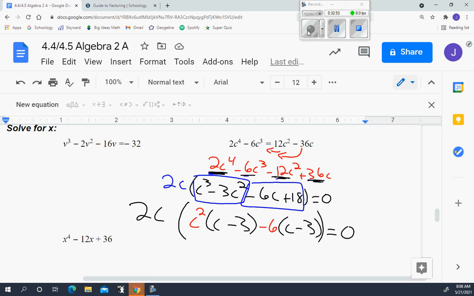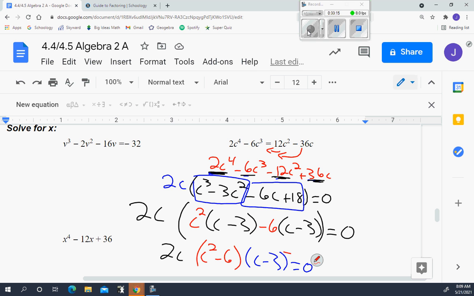All right, now I'm going to take what I have in my red marker here, c squared minus 6, and put it in its own parenthesis. Take one of the c minus 3's, put it in its own parentheses. And this 2c is still up front. Done, factored completely. Now just solving for the letter c, that's it.